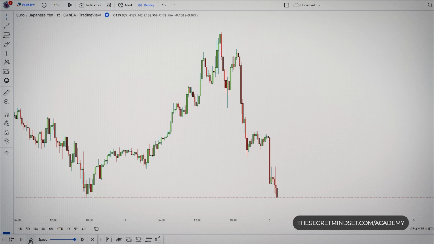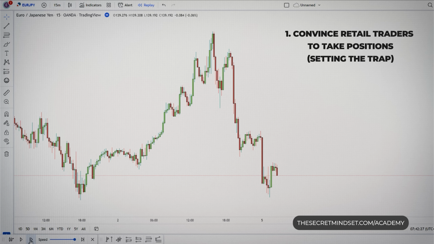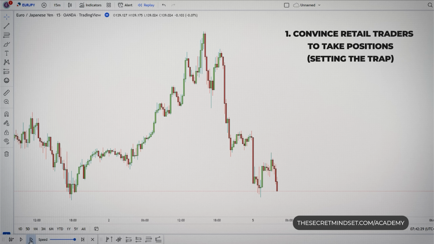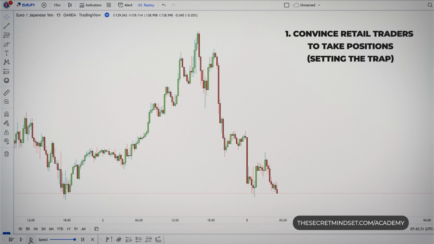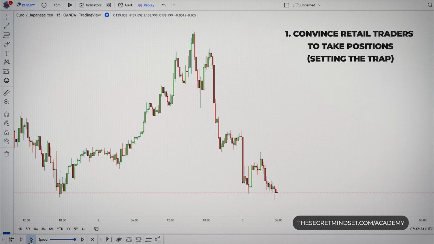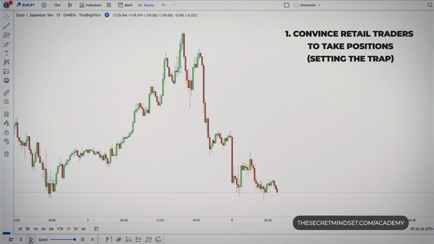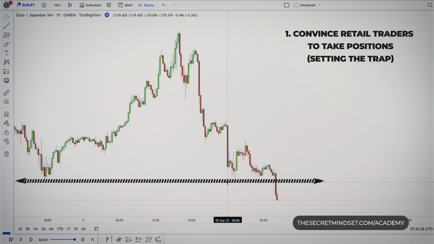This is a three-step process. First, you need to convince retail traders to take positions. This technique is done by using a range of price movements to trick traders into taking a position in a given direction. This is basically setting up a trap. We'll talk about these traps later.